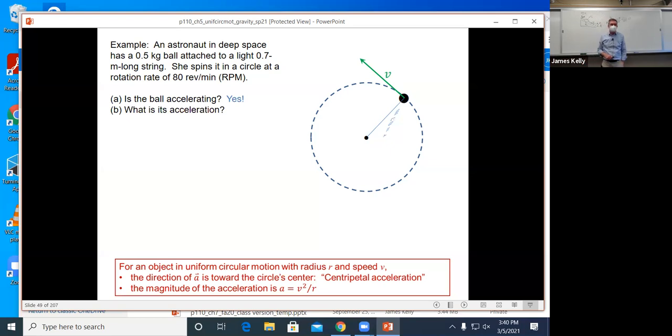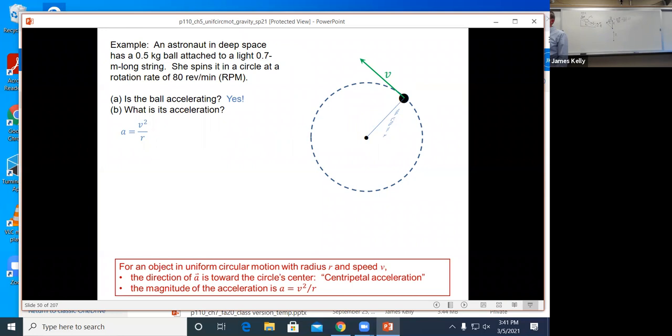Okay, then the second question is, what's its acceleration? Well, the direction is always going to be toward the center of the circle. That's easy. At every point, the acceleration of the object is pointing inward along the string direction, if you like. What's the magnitude though? Well, all we have to go to is V squared over R. It's in uniform circular motion. And hey, one thing's easy. I know R, it's a 0.7 meter long string, and that means this radius is 0.7 meters. So we know R, halfway done.